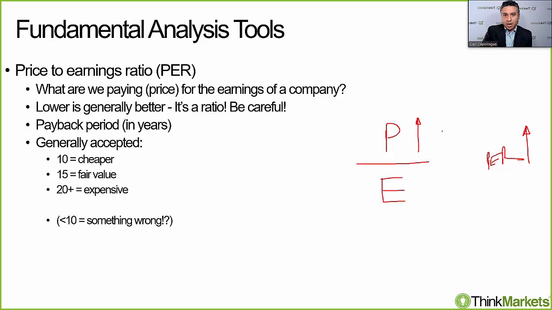We don't really want a high PE. Okay, so if the price is low, we're paying very little for a set amount of earnings, then the PE ratio will have to go down. So it says here lower is generally better, but it is a ratio, so be careful. And I'll talk about that in a second.